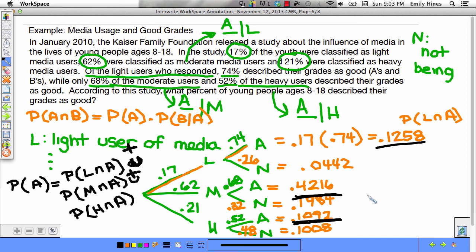And I get 0.6566. So about 66% of students describe their grades as good, because I want to make sure that I do a conclusion and I actually answer the question. So, I want to make sure I say about 66% of students describe their grades as good.